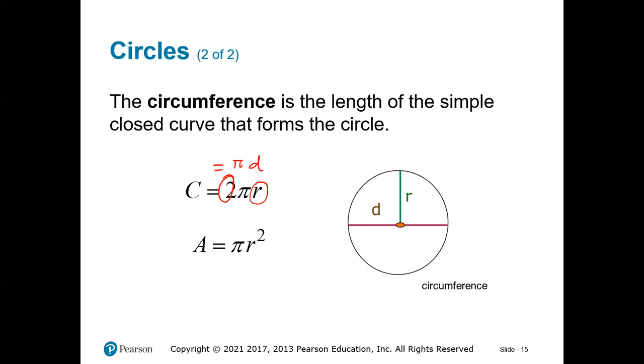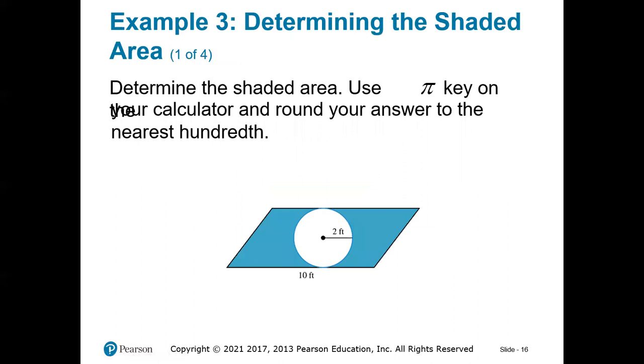And the area is pi times r squared. So if you know the radius of a circle, you already know how to compute the circumference and the area of that circle. Well, here's an exercise.